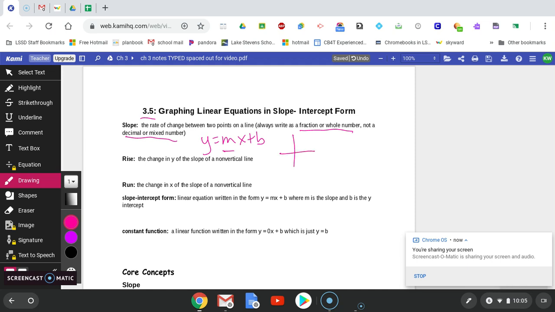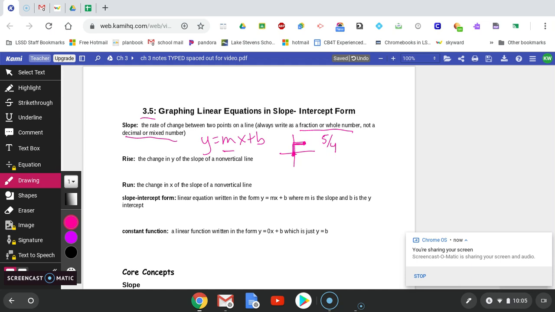Because if our slope tells us how far we have to go up and over to get to our next point, what does 3.2 tell me? It doesn't tell me much of anything. But if I have the fraction 5 over 4, it tells me to go up 5 and over 4. So it gives me a lot more information that's helpful when I'm actually using that slope to graph it.